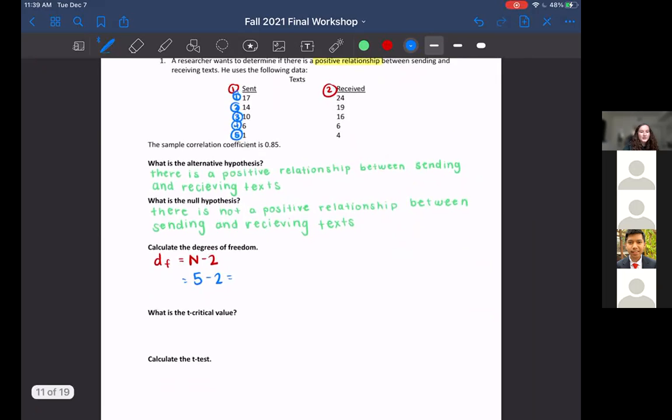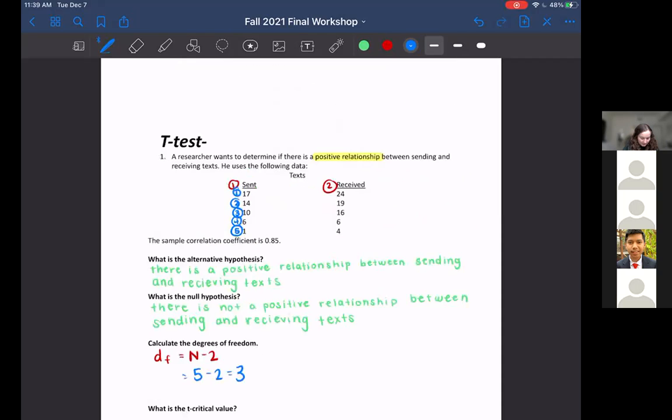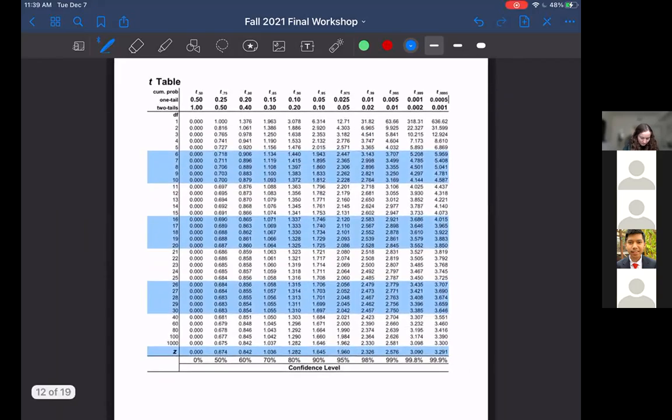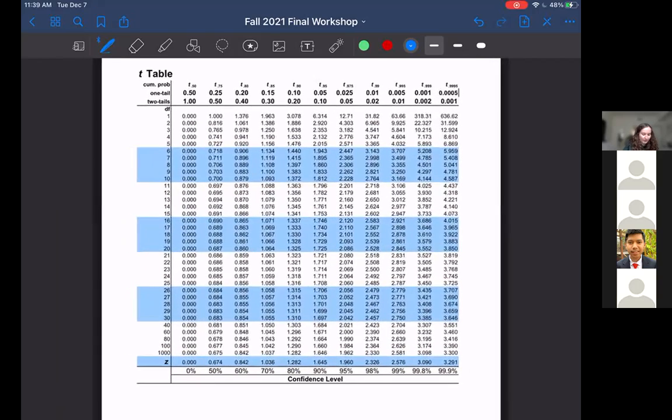Okay, so then let's calculate our degrees of freedom. So 5 minus 2 is what? 3. 3, good. Okay, so now we just need to find our t critical value. So I have the table here. And we said our degrees of freedom was 3. So the 3 is right here. So what would be our t critical value for this one?